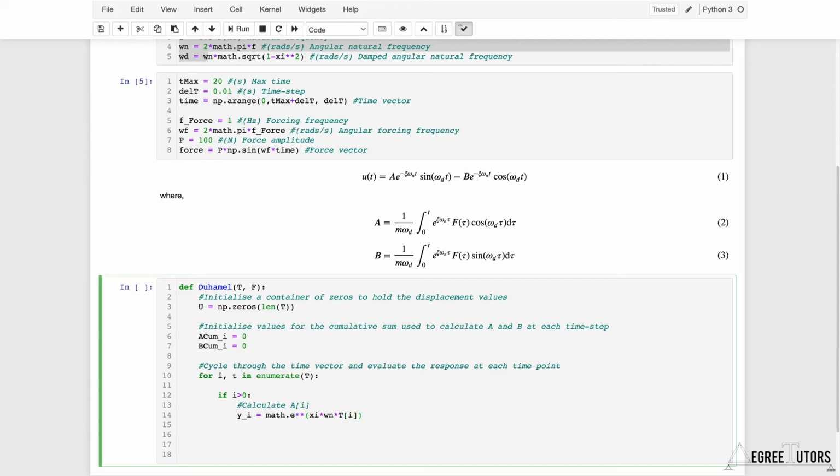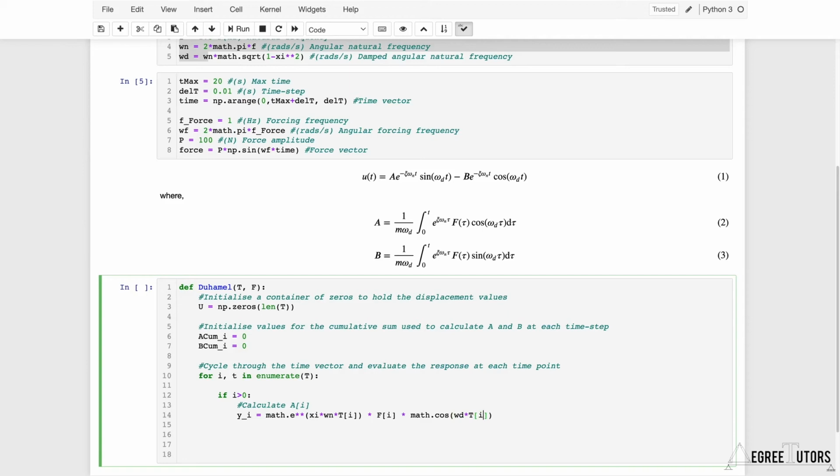Okay, so that's the exponential. That's this exponential part dealt with, times the current value of the force, right? So I'm going to look into the force vector and extract the value at i for the current time step, times math.cos. I can use the cosine from the math library now because I'm only passing in a single value of time. So I'm going to have omega_d times t at the current time step.